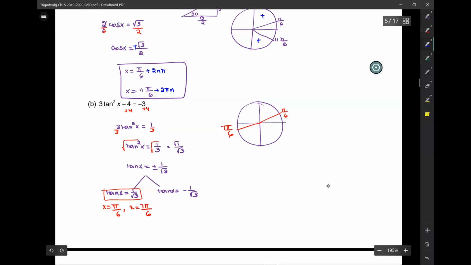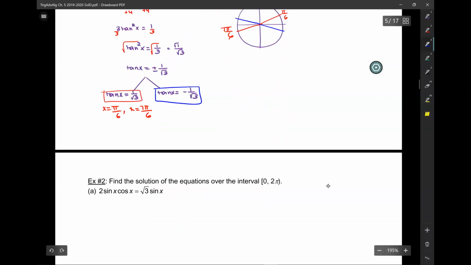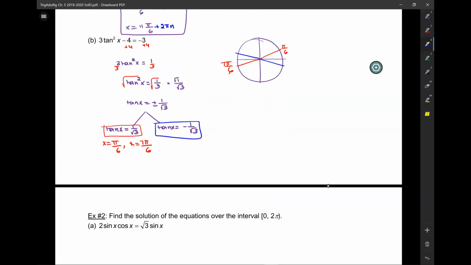Now look at this. This tells me tangent is negative 1 over root 3. So now I have to look for the pi over 6 equivalents in the quadrants where tangent is negative. That's in quadrant 2, tangent is negative, and in quadrant 4, tangent is negative, right? So what are my equivalents in those quadrants? 5 pi over 6 and 11 pi over 6.